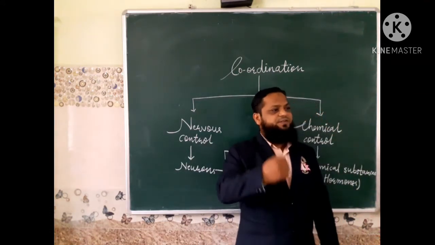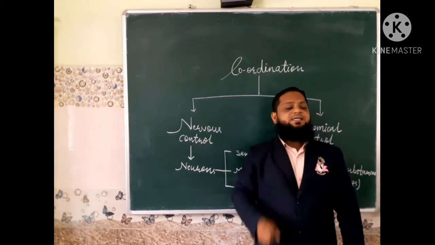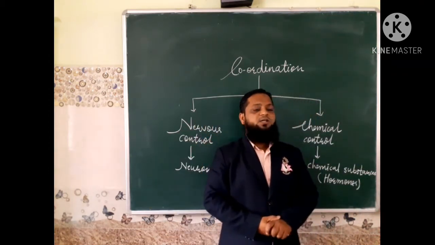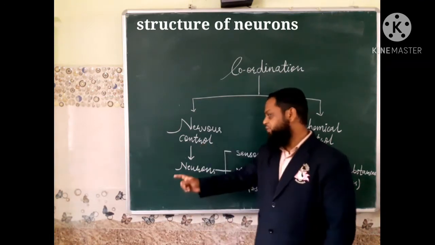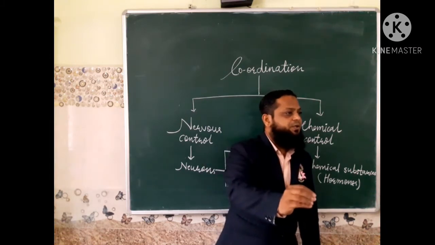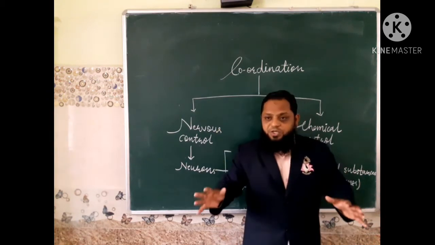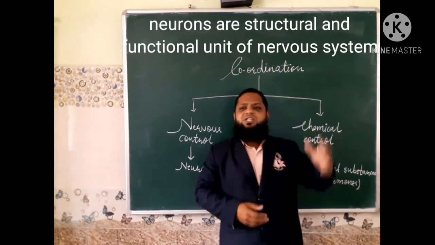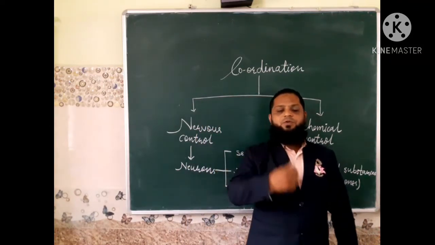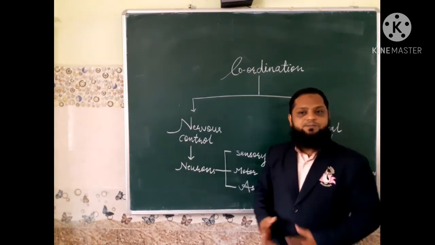So let's begin with the first one, that is nervous coordination. To study nervous coordination, it's very important to know about the structure of neurons, because the nervous system is made with the help of neurons. Neurons are considered to be the structural and functional unit of the brain. Alright, so my dear students, what is the structure of neurons?